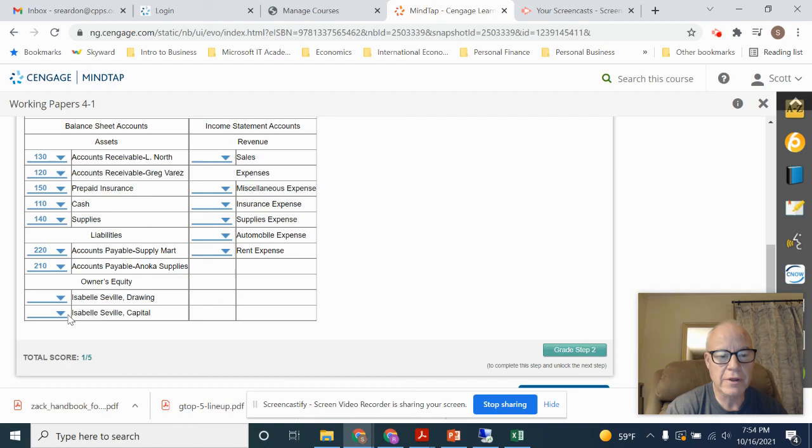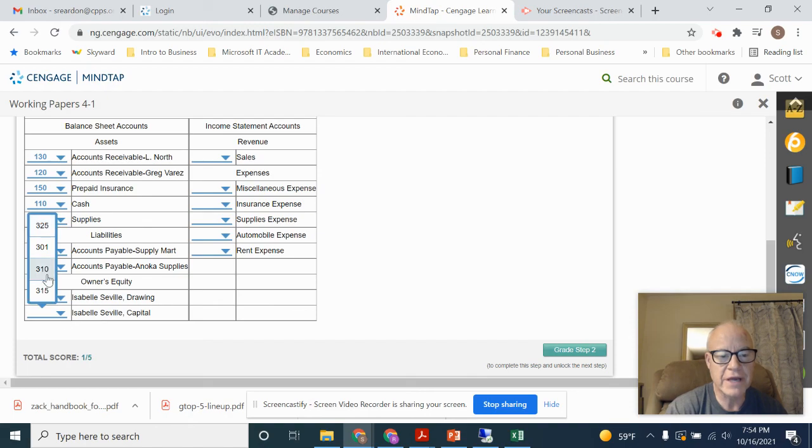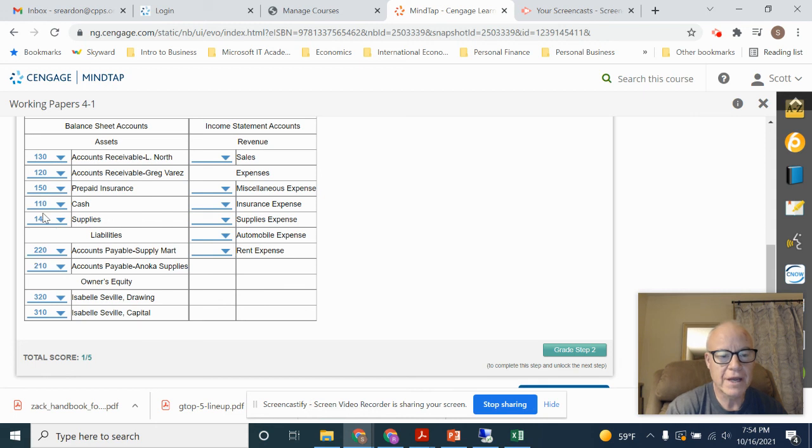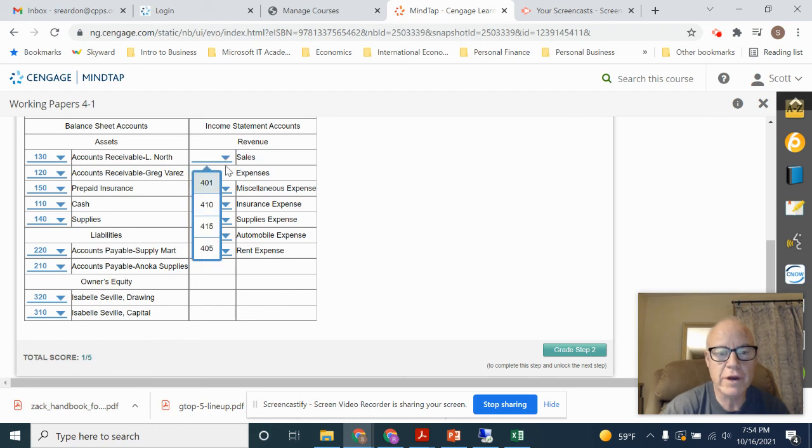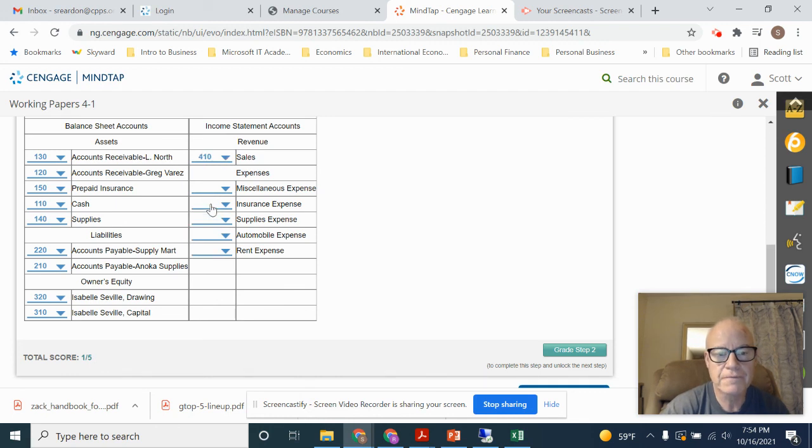Owner's equity, capital is going to come first. That'll be 310. Drawing will be 320. Again, you would do this in real life if you were setting up a chart of accounts. Sales is going to be my 400 series. We're going to call that 410.